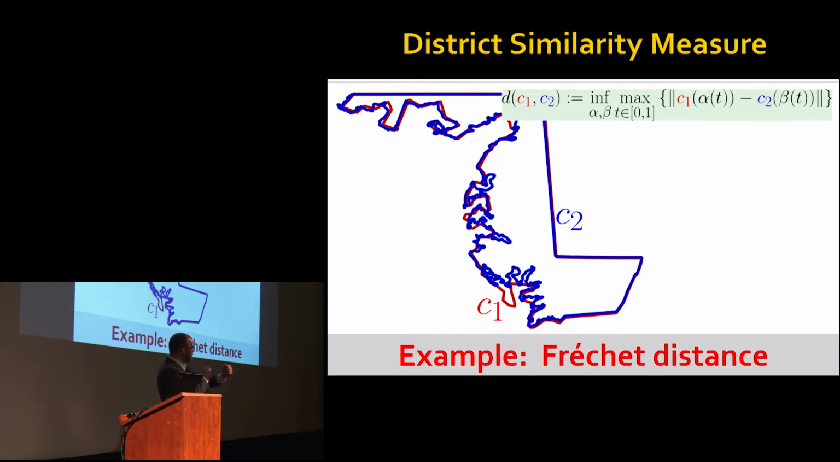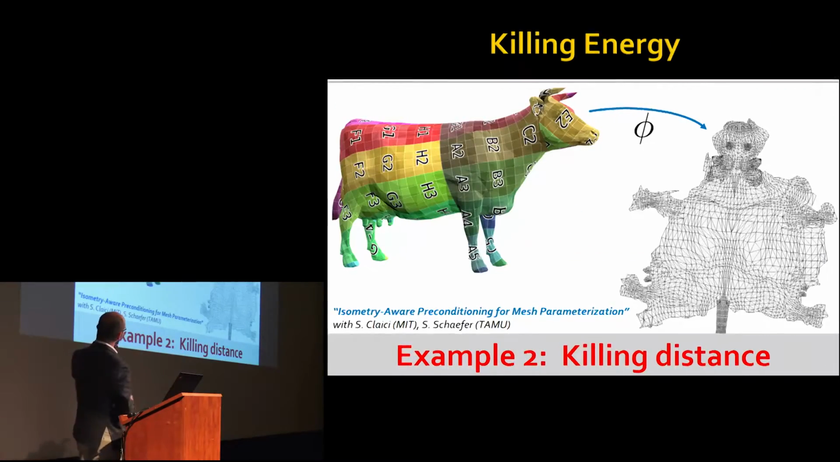And then that's some measure of how different these two are. So probably the Fréchet distance would detect this little sliver on the bottom left-hand side here. Another measure of distance might say, no, the boundary of the state of Maryland is somehow a rubber band, and the distance is the amount of work it takes for me to stretch the rubber band from one post to another. This is something called the killing energy.